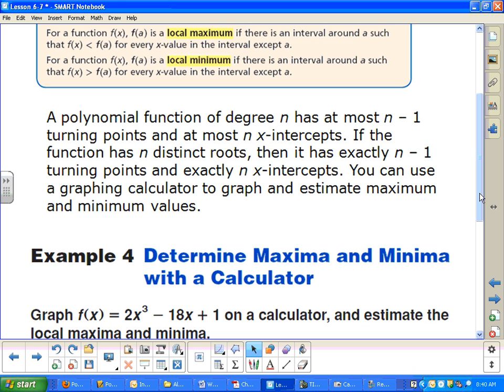If a polynomial function has degree n, then it could have at most n minus 1 turning points. In other words, if I have degree 5, I could have 4 turning points. If I have degree 3, I could have 2 turning points, at most. If I have degree 12, I could have 11 turning points, and that would be a pretty interesting looking graph. But I could have exactly 5 zeros if it's a 5th degree, or 6 zeros if it's a 6th degree.